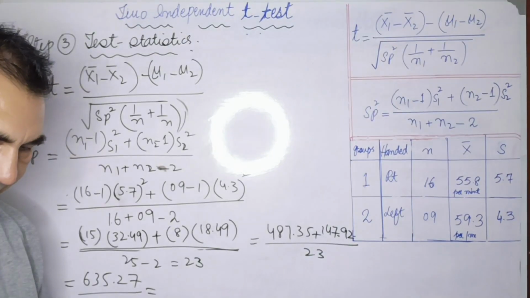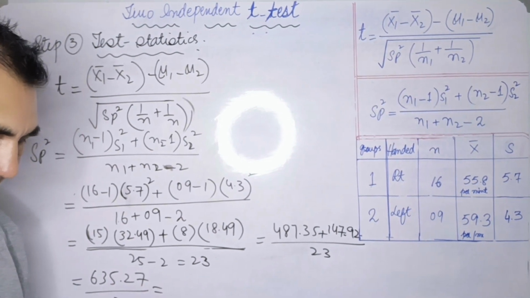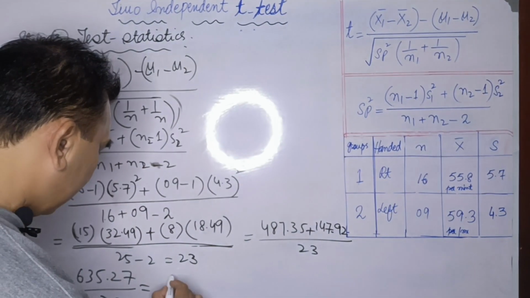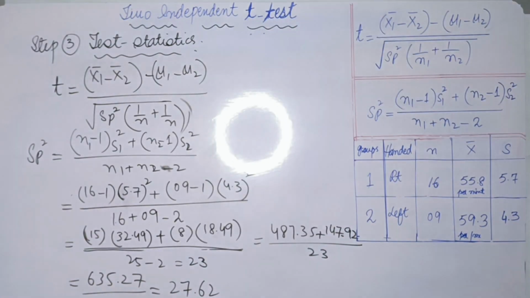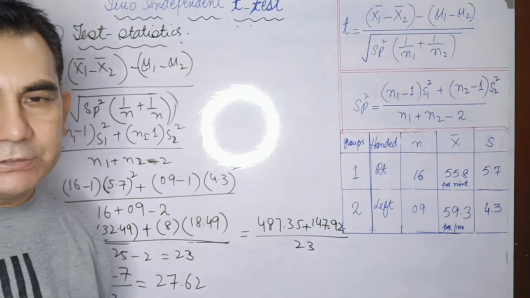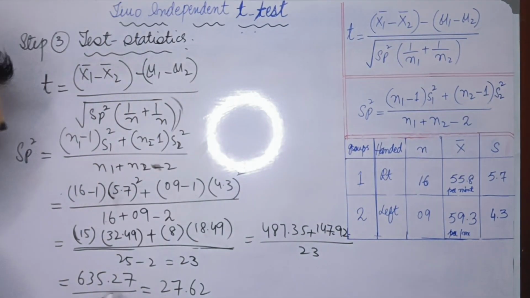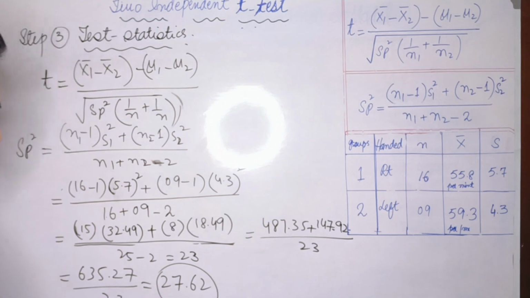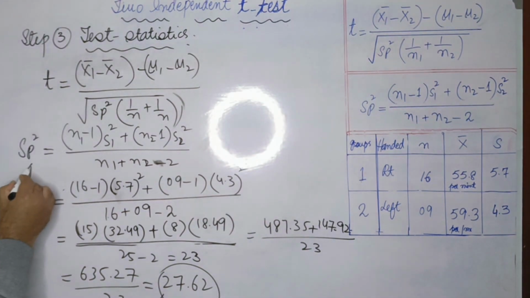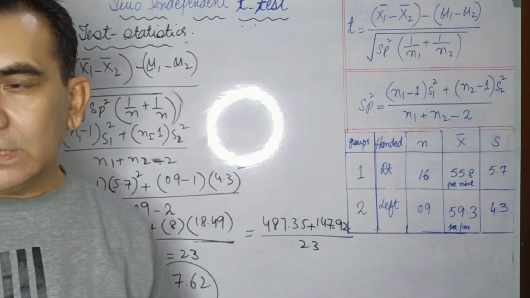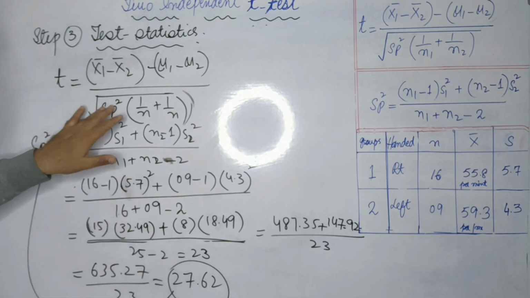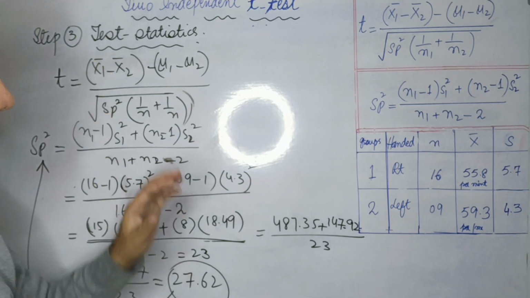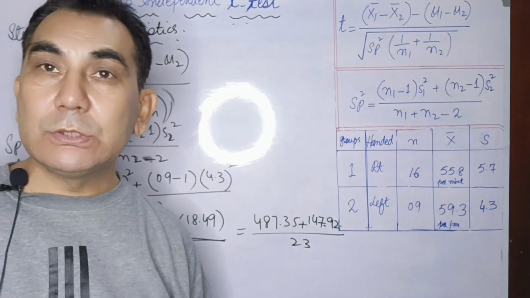Then we divide it by 23, and it comes up with 27.62. So 27.62 is the result of the pooled variance. Now in the next step, we will put the value of the pooled variance in this formula. Now we will solve the actual formula of the two independent t-test.